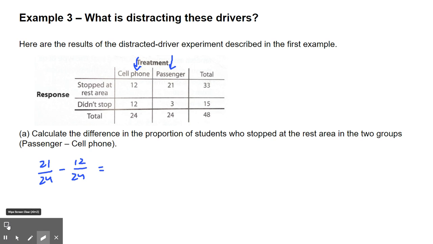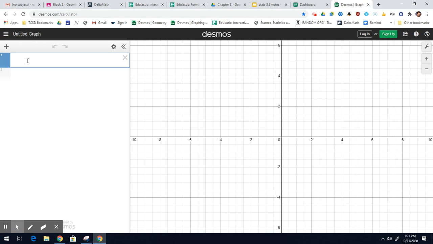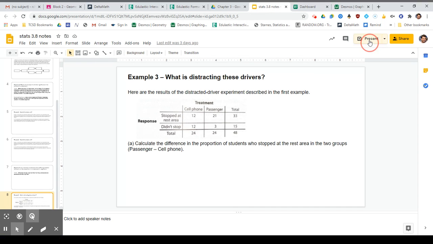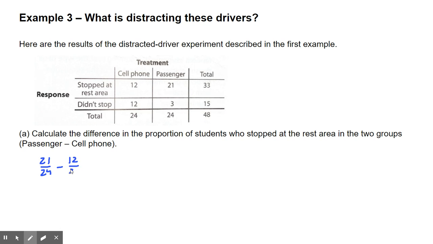Okay, so let's go ahead and get out of here and go do that. Okay, so I'm going to erase this. Good. Okay, so go to Desmos graphing calculator. So it was 21 divided by 24 minus 12 divided by 24. And there it is, 0.375. Do not round that. That is a great, great decimal. Leave it. So 0.375. So 21 divided by 24 minus 12 divided by 24 is 0.375. So that is the observed difference, right?